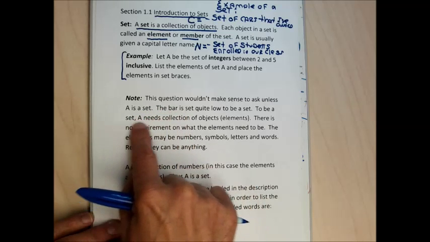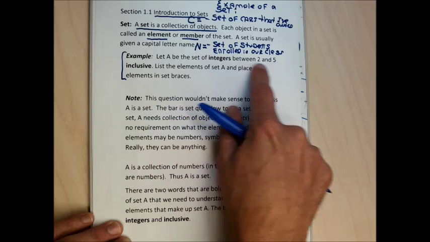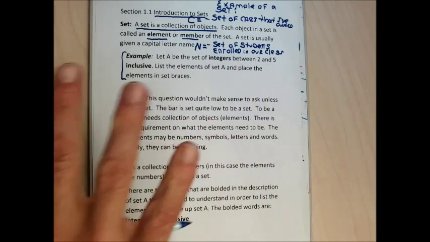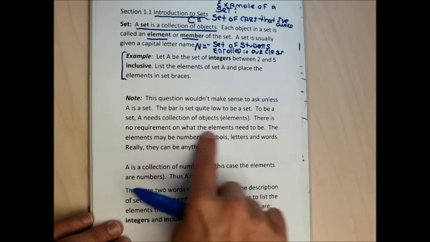To be a set, you just need to be a collection of objects, and this set is a collection of integers between 2 and 5 inclusive. It's a collection of objects. In this case, the objects are the integers, or the numbers in the set.